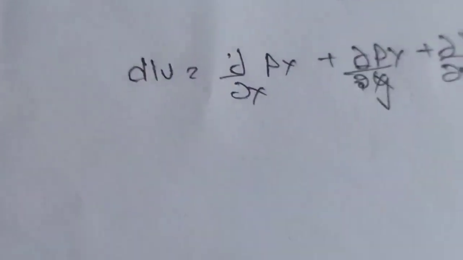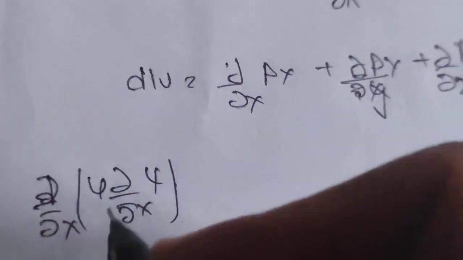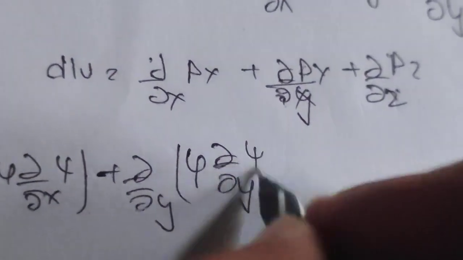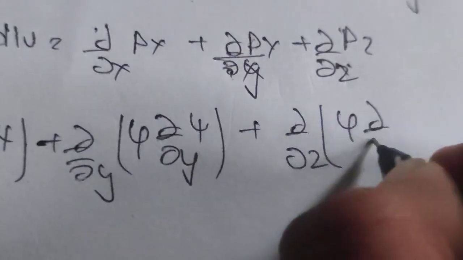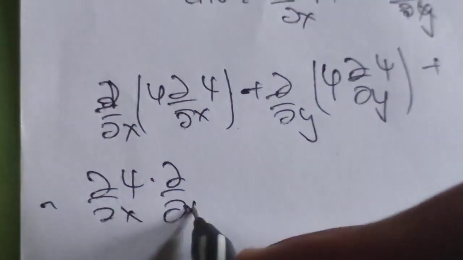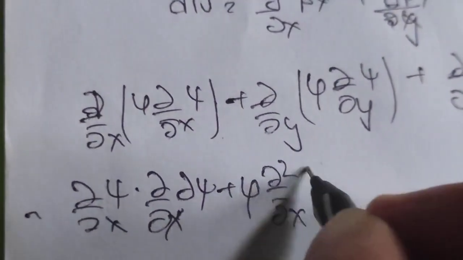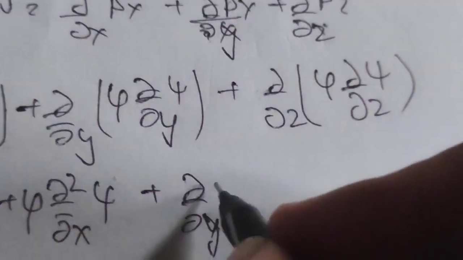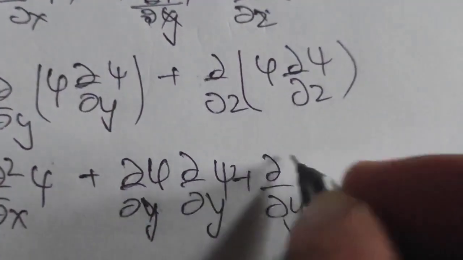If we put in the values, we get del upon del x of phi del psi upon del x, plus del upon del y of phi del psi upon del y, plus del upon del z of phi del psi upon del z. Now using the chain rule, this becomes del phi upon del x times del psi upon del x plus phi del square psi upon del x square, and similarly for y. The chain rule is also applicable here, as we discussed in the vector calculus videos.